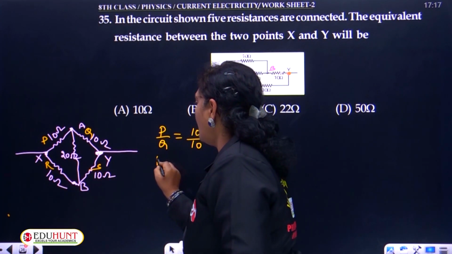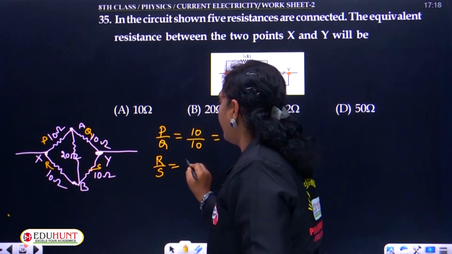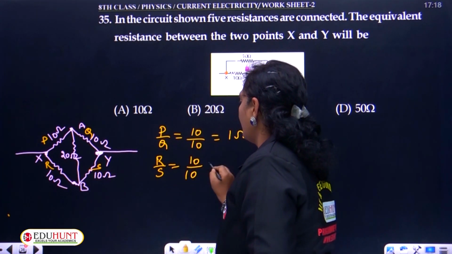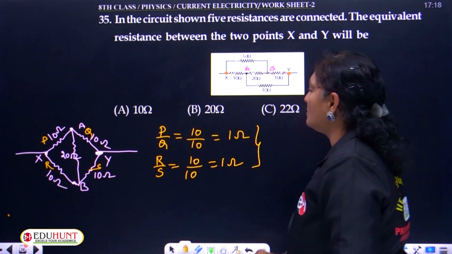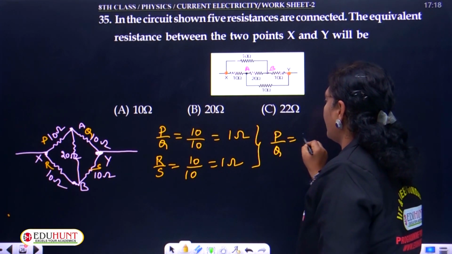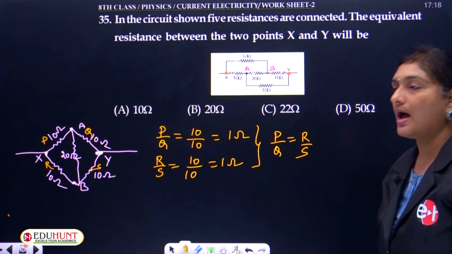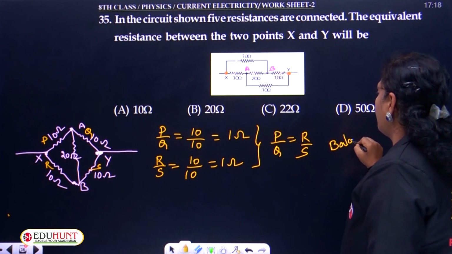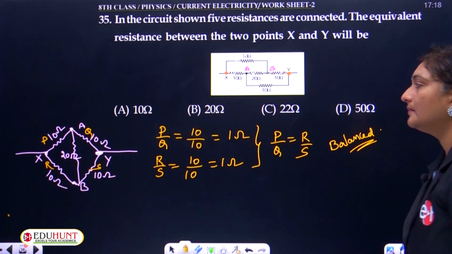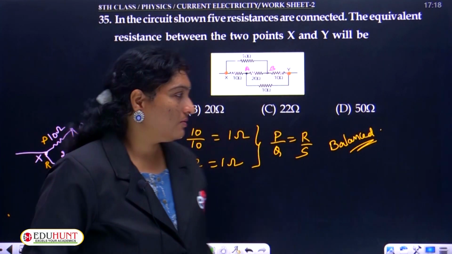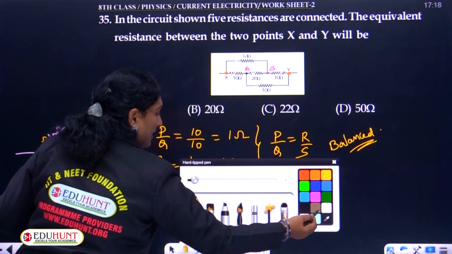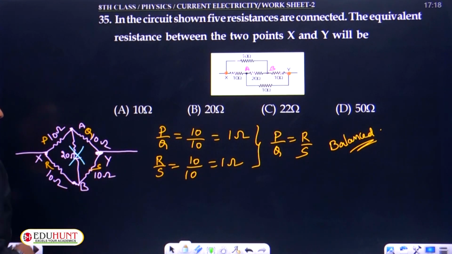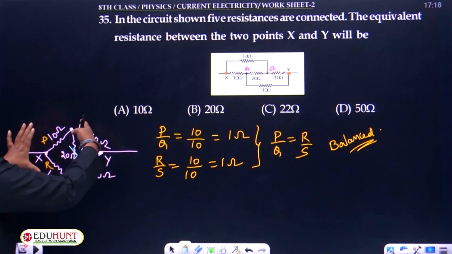Similarly, down you go, R by S. R is 10 ohm and S is also 10 ohm. Here also you are getting 1. From these two relations, you can clearly say that the condition P by Q equals R by S holds. Whenever P by Q is equal to R by S, we can say that the bridge is balanced. In a balanced Wheatstone bridge, we know that the resistance through the galvanometer is ignored. So, no current is supposed to be flowing through this resistor because the bridge is balanced.